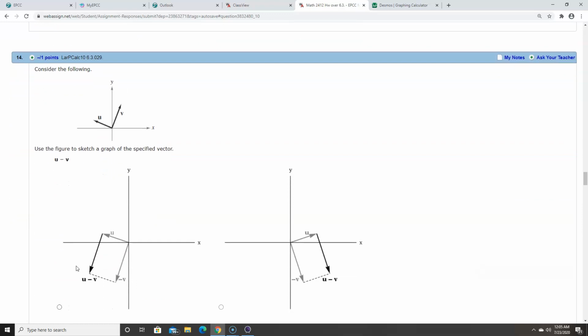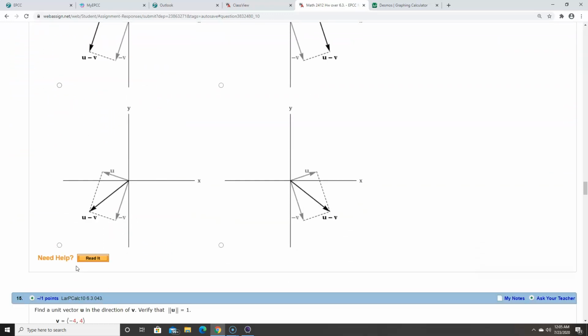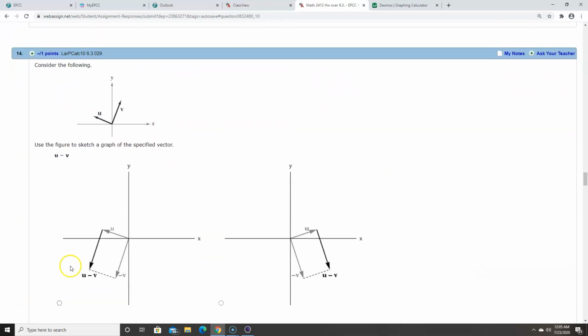I would like to show you this one, 14. Consider the same two vectors again, u and v, in standard position. And now we're going to combine them: vector u minus vector v. So we haven't talked about this yet.